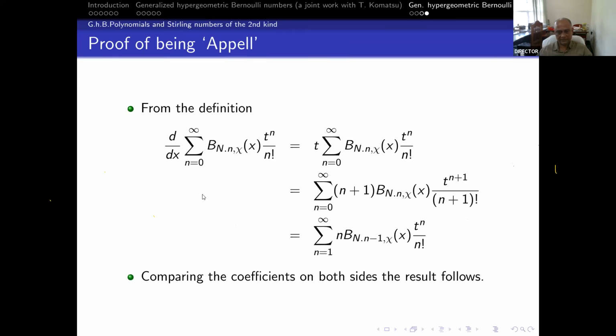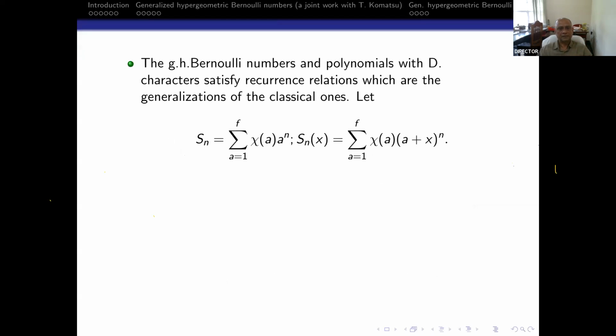So this is a simple derivative relation, but this Appell property, some polynomial becoming Appell, seems to be quite interesting, and it helps in quite a few things. Now these generalized Bernoulli numbers and polynomials that we define satisfy nice recurrence relations, which is another thing that you would expect if you want to define something new, that recurrence relations should hold.